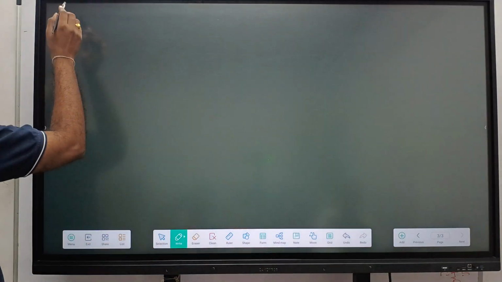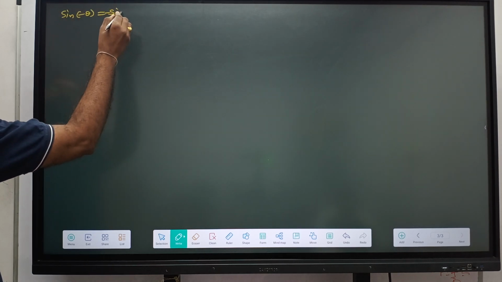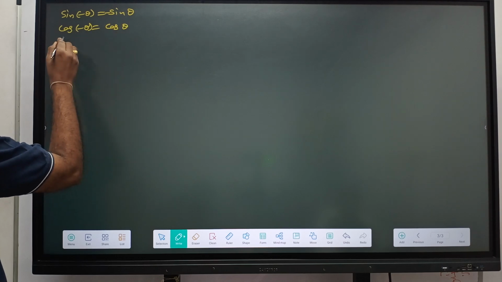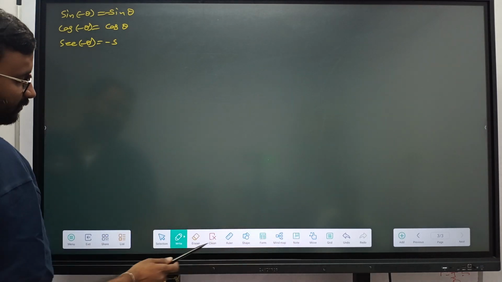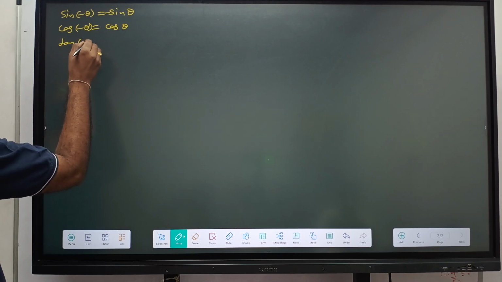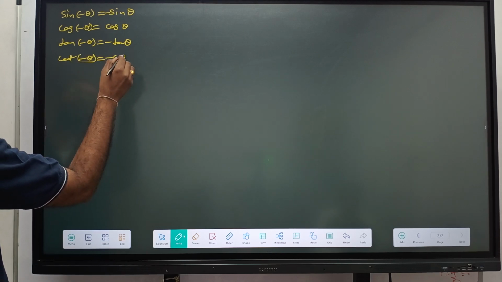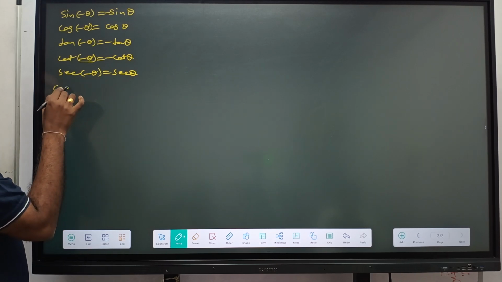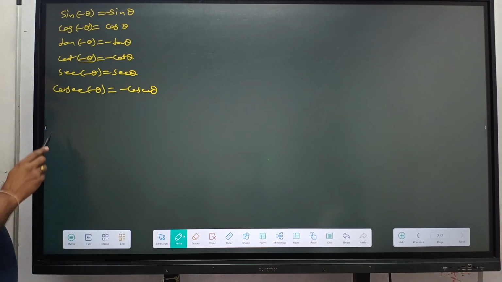See here, sine of minus theta is always what? Minus sine theta. Cos of minus theta, which is only cos theta. Secant of minus theta, minus secant theta. Sorry, plus secant theta. It is better after cos go with cot, okay na? Tan of minus theta, minus tan theta. Cot of minus theta, minus cot theta. Secant of minus theta, plus secant theta. Cosecant of minus theta, minus cosecant theta. Any doubt? So these six also very important.